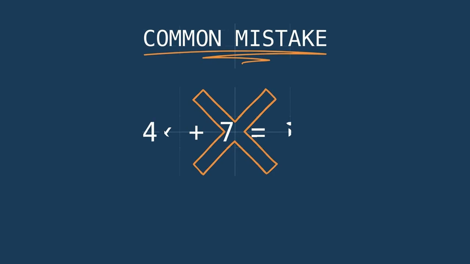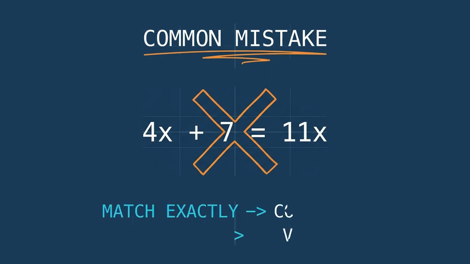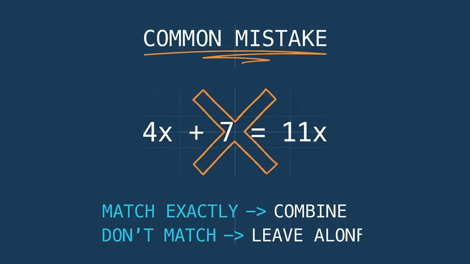One common mistake is saying 4x plus 7 equals 11x. That is wrong because 4x and 7 are different kinds of terms. Remember, if the variable parts match exactly, combine them. If they do not match, leave them alone.